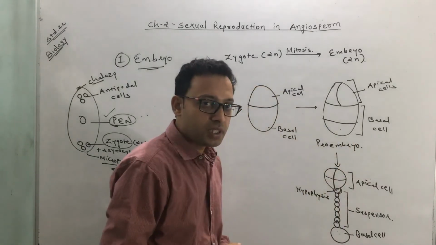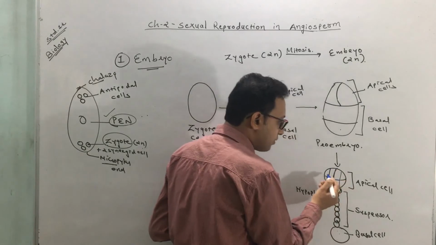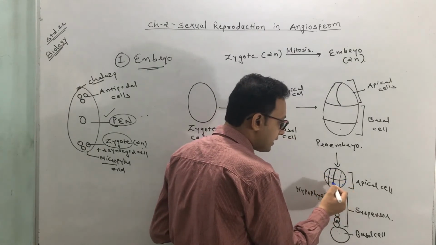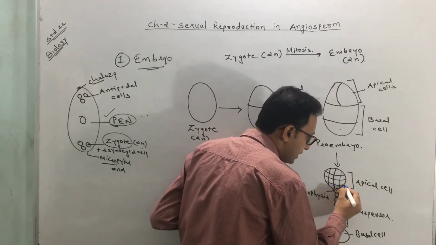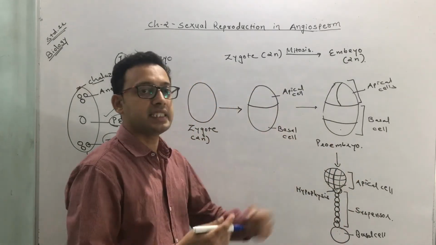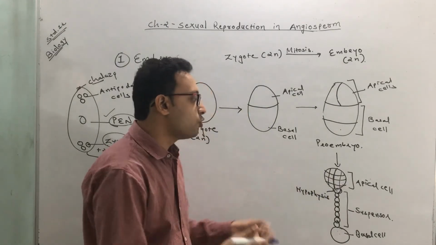and it forms 4 cells. The 4 cells again divide, and they form 8 cells. Now see, 8 cells: 1, 2, 3, 4, 5, 6, 7, 8. These 8 cells again divide and form 16 cells. Now we will count, there are 16 cells. These 16 cell structures are grouped into 2 parts.